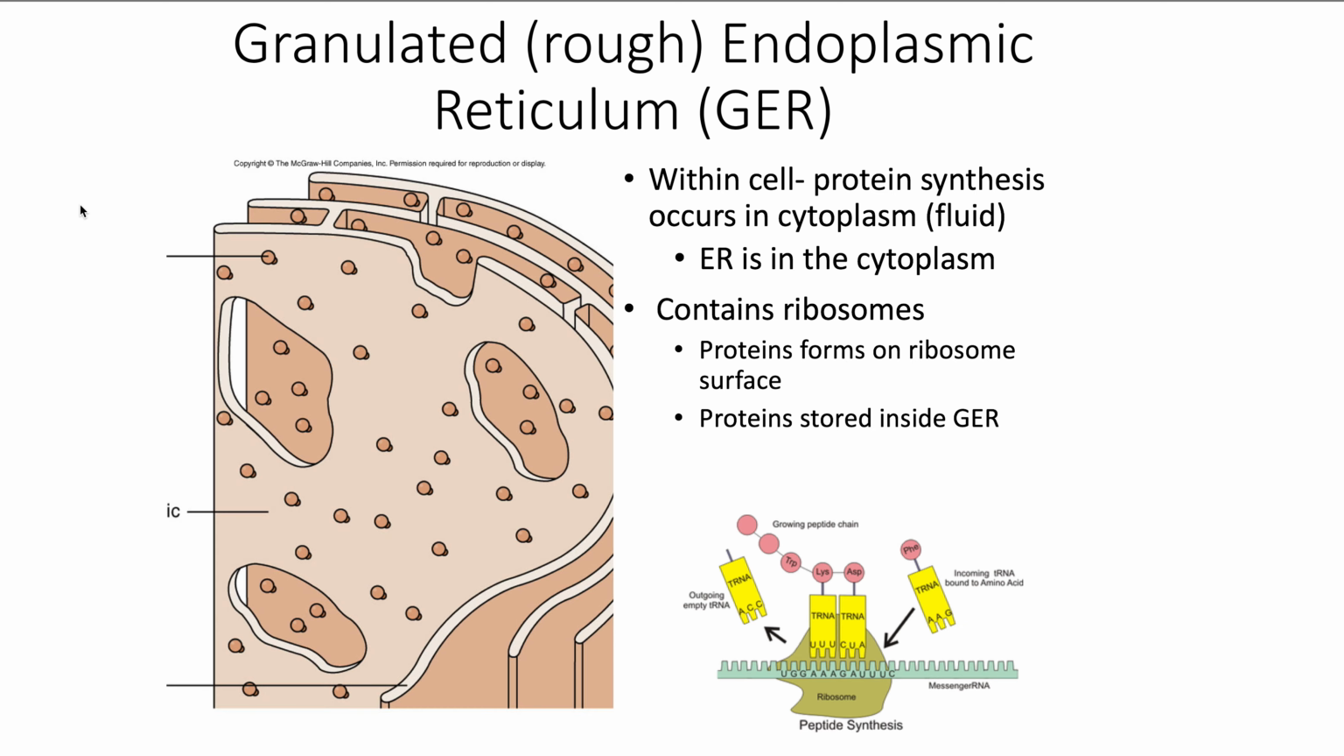Okay, going on, we have the granulated endoplasmic reticulum, and granulated means that it has granules. And when a cell is granulated, it just means when you take it and put it underneath a microscope, it has little dots on it. And those dots could be anything. You don't know until you get closer to it. But we do know on the endoplasmic reticulum that those little dots are ribosomes.